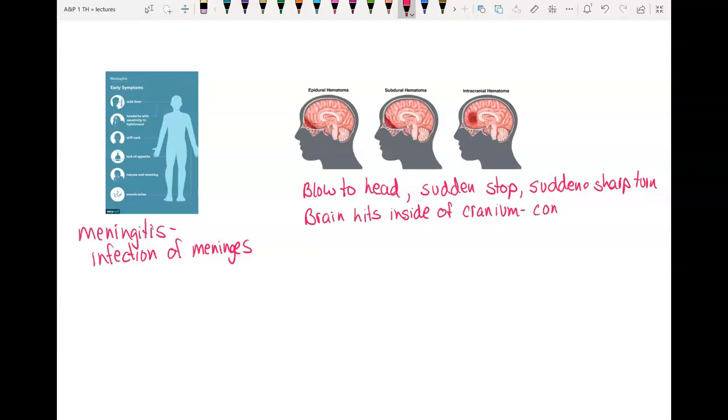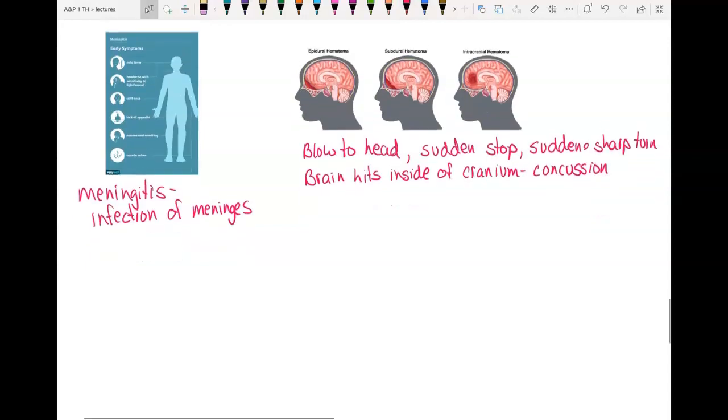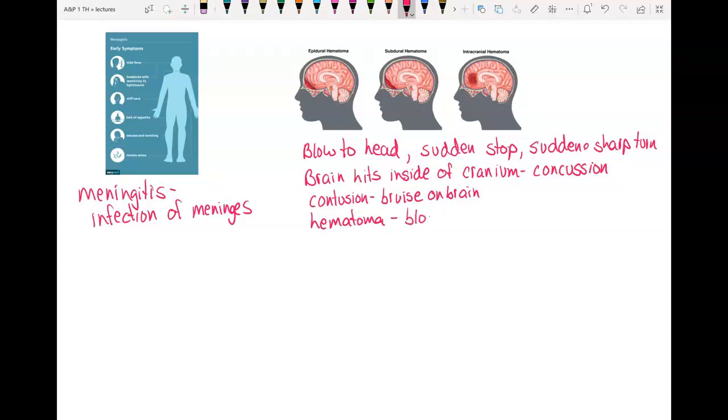And that is a concussion. So concussion occurs when the brain hits the bones on the inside. A contusion is when you get a bruise on your brain from it hitting the bones. And a hematoma is when blood or fluid collects.